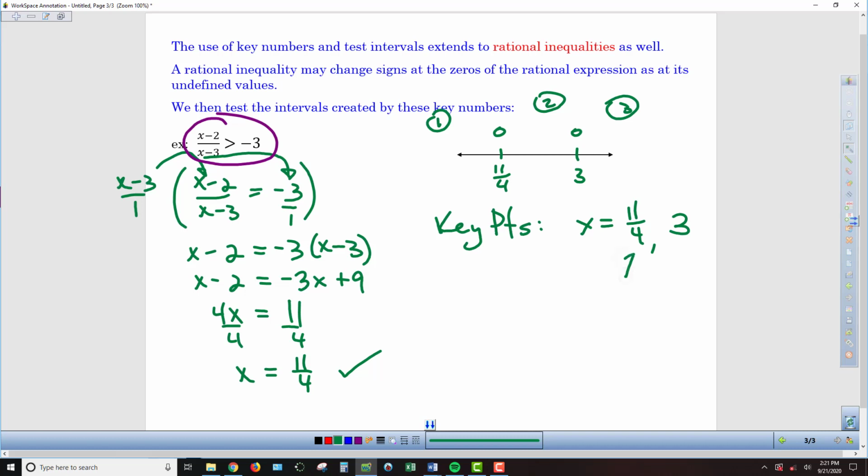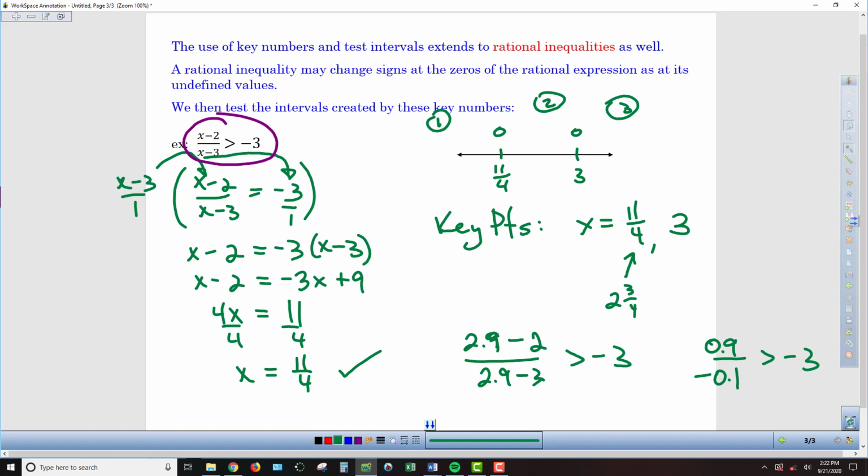So again, 11 fourths is 2 3/4. So if we think of this in decimal terms, 2.9 would be a number that would be in between 11 fourths and 3. So if I plug in 2.9 into my inequality, I've got 2.9 minus 2 over 2.9 minus 3 has to be greater than negative 3. So I've got 2.9 minus 2 is going to be 0.9. 2.9 minus 3 is going to be negative 0.1, and then I want that to be greater than negative 3.